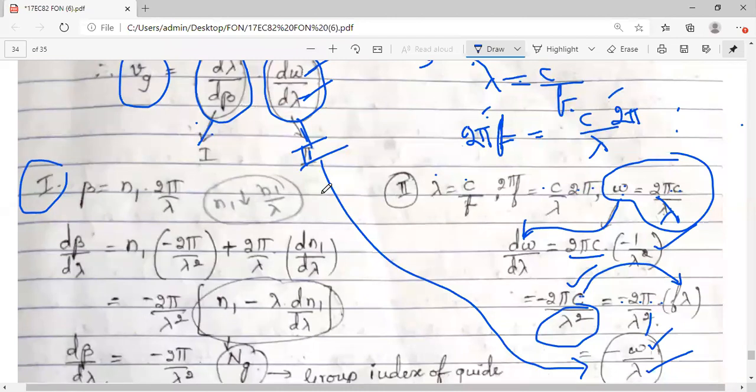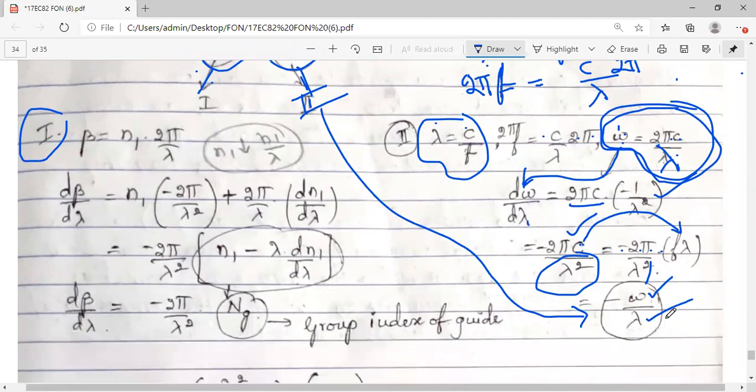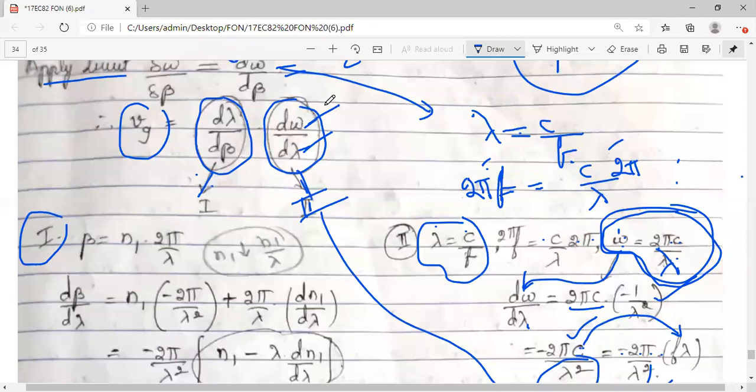Now coming to the first term. Hope you understood this. I started with the basic equation lambda equal to c by f, or f equal to c by lambda. Multiply on both sides by the 2 pi term. If you do that, 2 pi f is nothing but omega, and 2 pi c by lambda. Now differentiate this equation with respect to lambda. You will get this minus omega by lambda. This is one term we got. The second one is over.